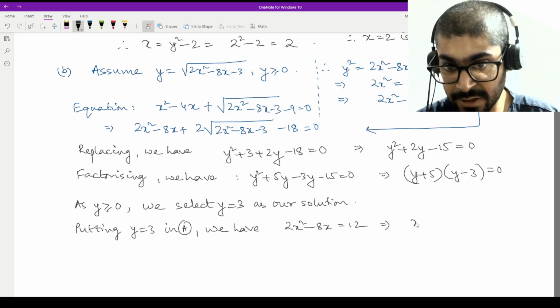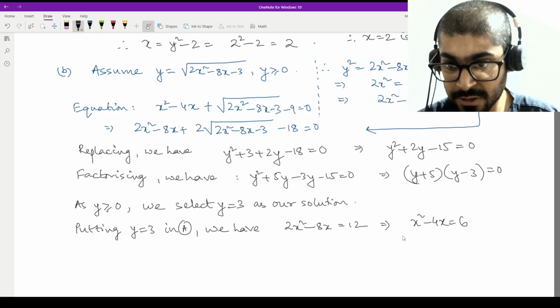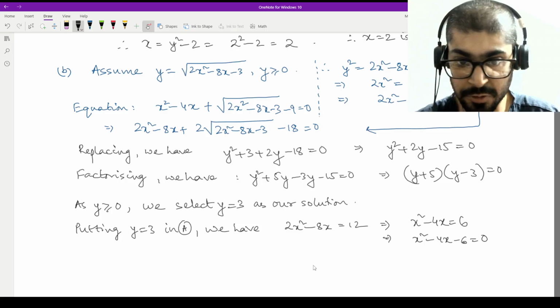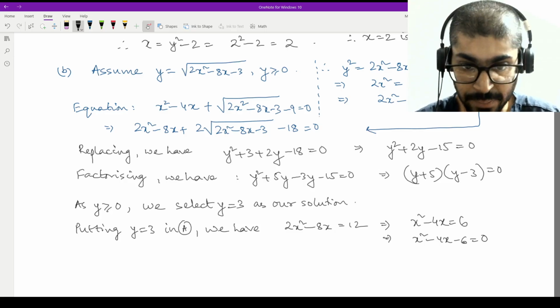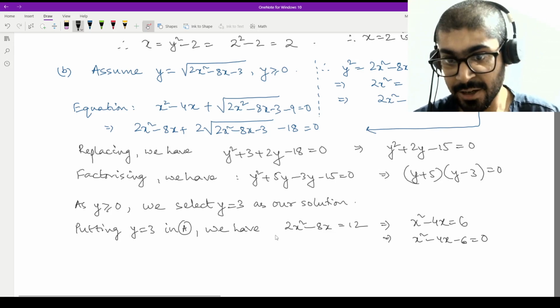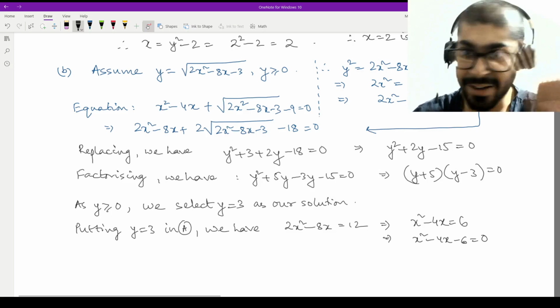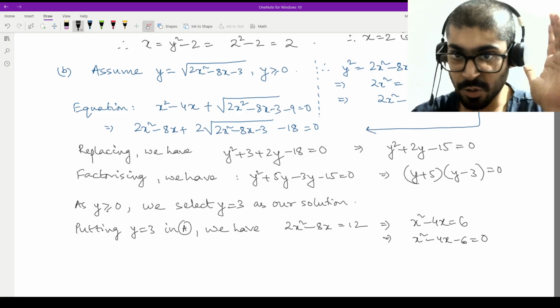So that means x square minus 4x equal to 6, or x square minus 4x minus 6 equal to 0. So this is the equation we obtain, right? So once we obtain this equation in x, now there are no restrictions over x, right? Like y had a restriction that it had to be greater than 0. Here there is no restriction.